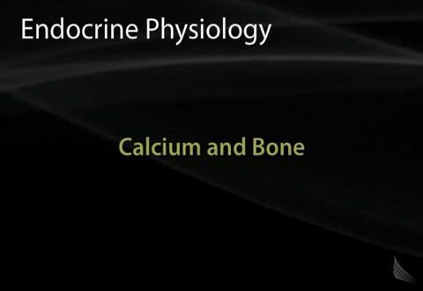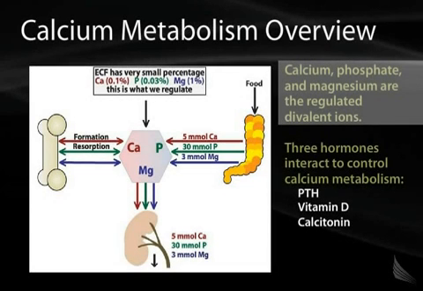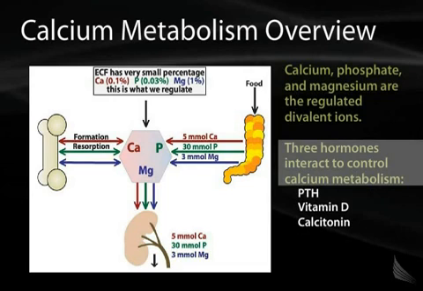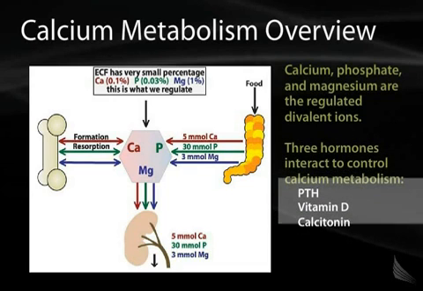This section is going to be concerned with calcium regulation and the pathophysiological consequences on the bone. Calcium metabolism is closely linked with the metabolism of two other ions as well, which include phosphate and magnesium. Three hormones interact to control calcium metabolism. These include PTH, vitamin D, and calcitonin.